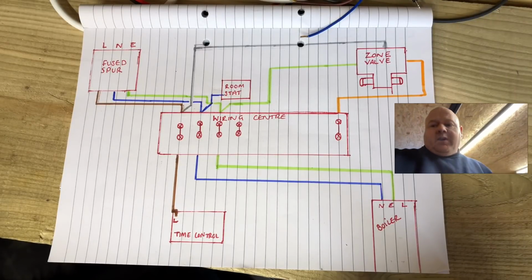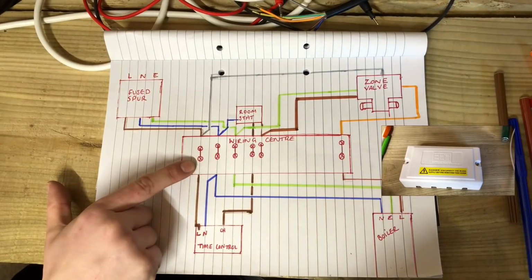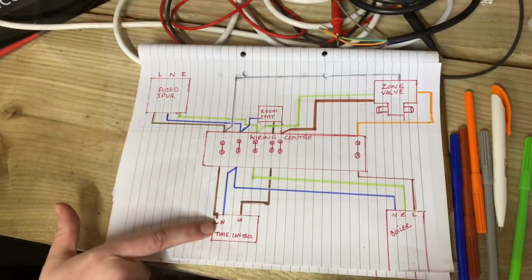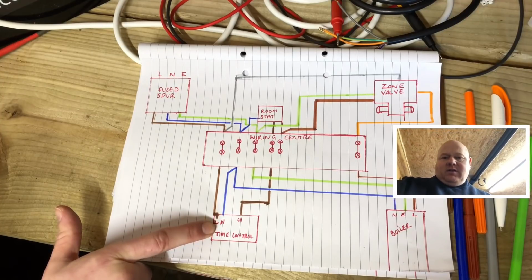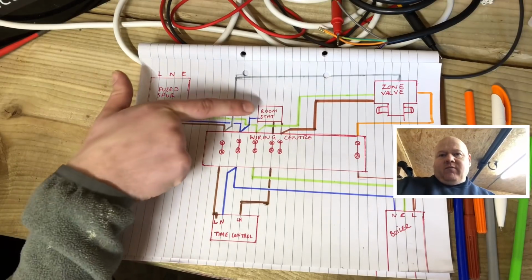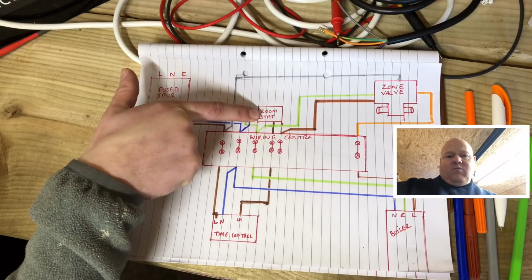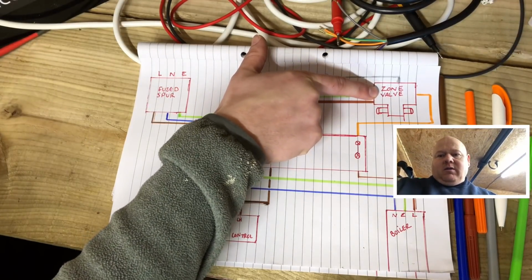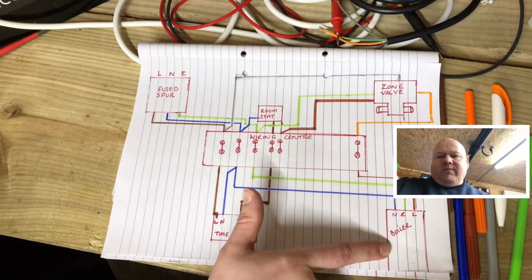So after the fuse spur, Danny, what have we got next? The wiring centre. So what have we got after the wiring centre, Danny? We've got the time control. And then after the time control? The room stat. Yep, the room stat. And then where does it go from the room stat? And then the zone valve calls for heat. Yeah, so then it's got the zone valve. And then after the zone valve, where does it go then? To the boiler.